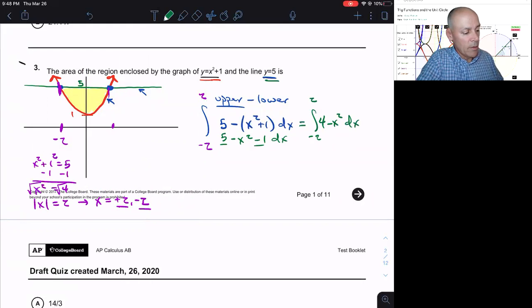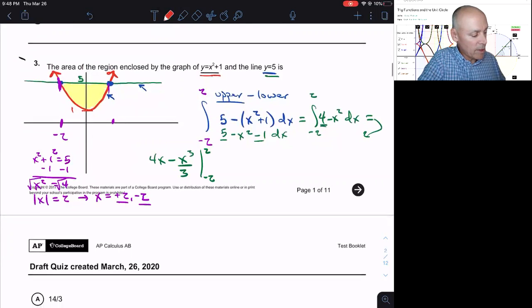So if I continue, I find the antiderivative. This is going to be 4x, and I'm going to go down and over. So it's going to be 4x minus x to the third over 3 is my antiderivative, such that I bring my bounds over, -2 and 2.